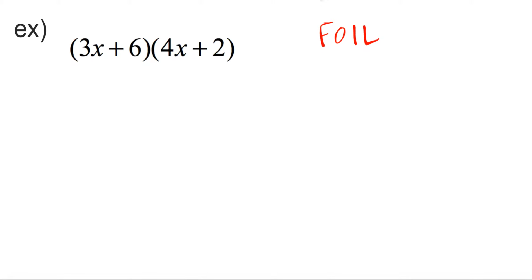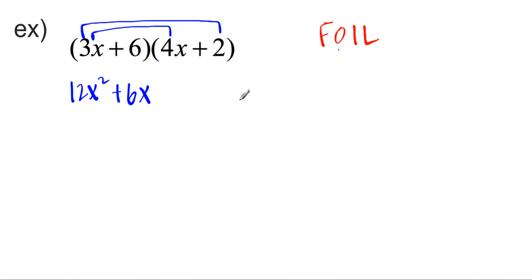The F in FOIL means to multiply the first terms, 3x times 4x, which gives us 12x squared. The O in FOIL says to multiply the outer terms. 3x times 2 gives me plus 6x. The I in FOIL refers to the inner terms. 6 times 4x gives me 24x. And the L stands for the last term. 6 times 2 gives me plus 12.